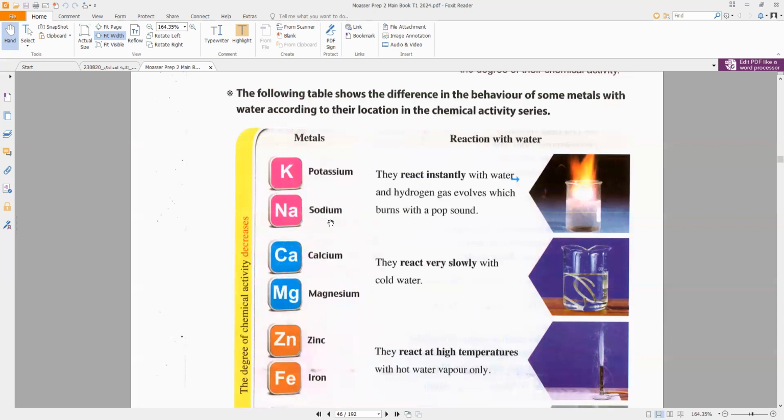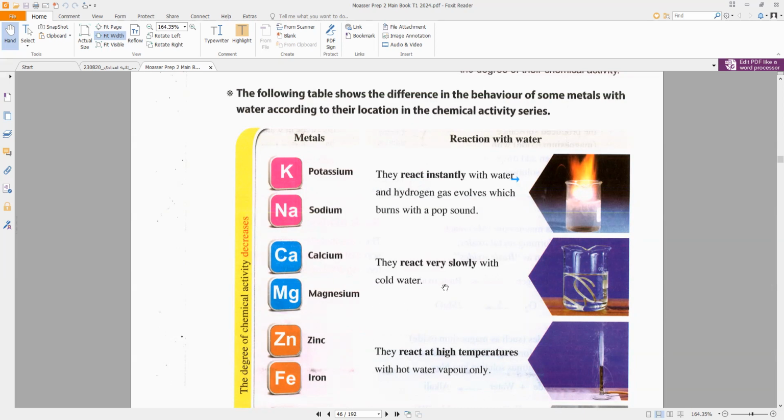We found potassium and sodium react strongly and instantly as soon as we put them in water, with fire and explosion, because potassium and sodium are very reactive metals. They react with water and hydrogen gas evolves with a pop sound. So we hear a strong sound after the reaction of potassium and sodium with water. When exposed to water vapor in the air, they react instantly, and the pop sound happens because the hydrogen gas evolved. This is the pop sound from the hydrogen gas, because hydrogen is a very active gas.